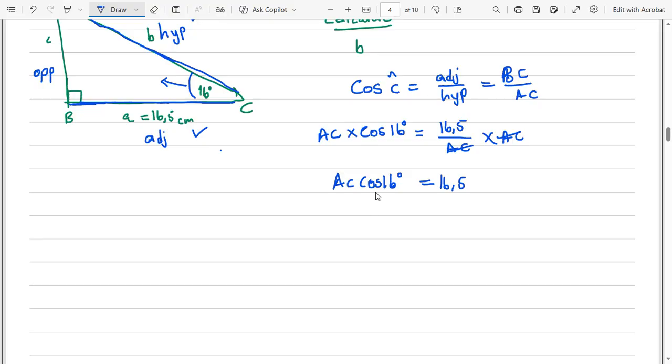Therefore, we are looking for AC. So you can divide both sides by cos 16 degrees. Since the two cancel, AC will be 16.5 over cos 16. What is your AC when you put that in the calculator? The whole 16.5 over cos 16.